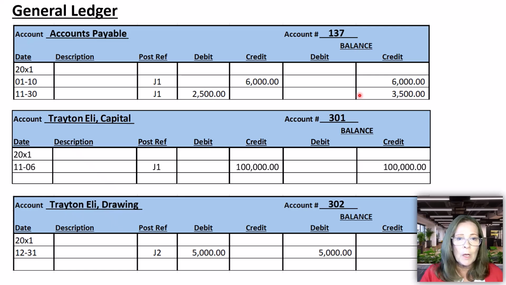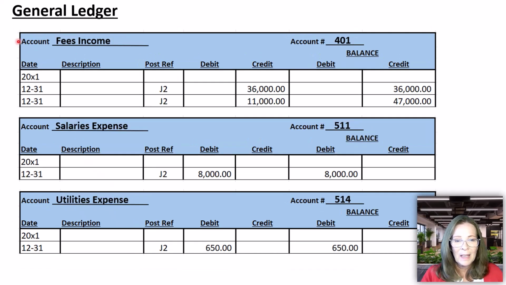We also have the two owner's equity general ledger accounts here, account 301 for Trade and Eli Capital, and account 302 for Trade and Eli Drawing. And our last three general ledger accounts are for account 401, fees income, with two transactions for a total of $47,000, and two expense accounts, account 511, salaries expense for $8,000, and utilities expense number 514 for $650.